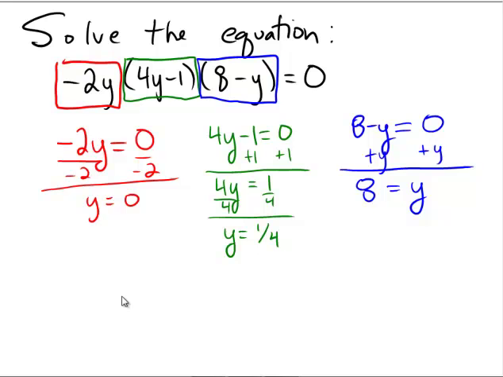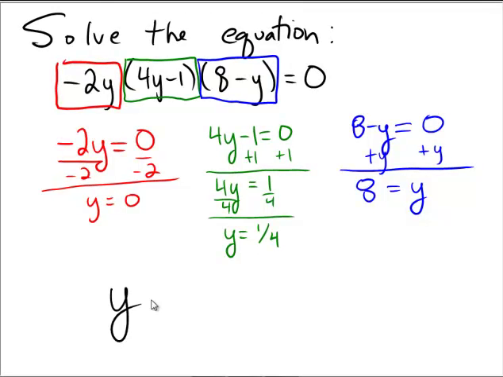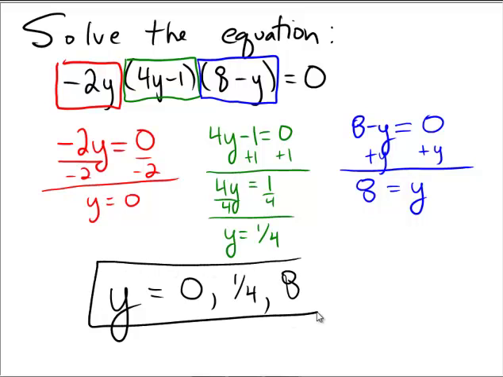So the final answer to the problem would be to say y could equal 0, or it could equal 1/4, or it could equal 8. And these three answers would cause the equation to be true, would cause us to have a 0 as the answer to the equation.